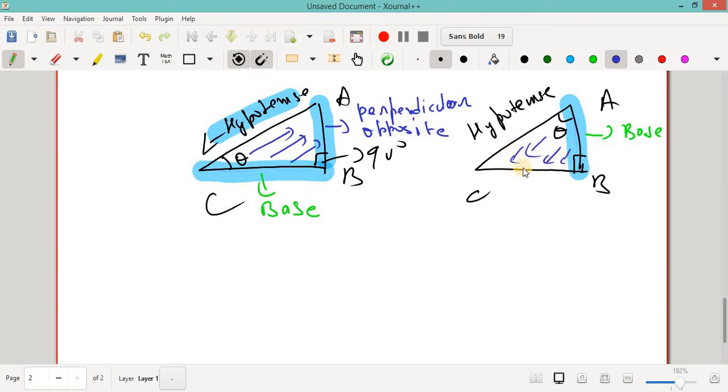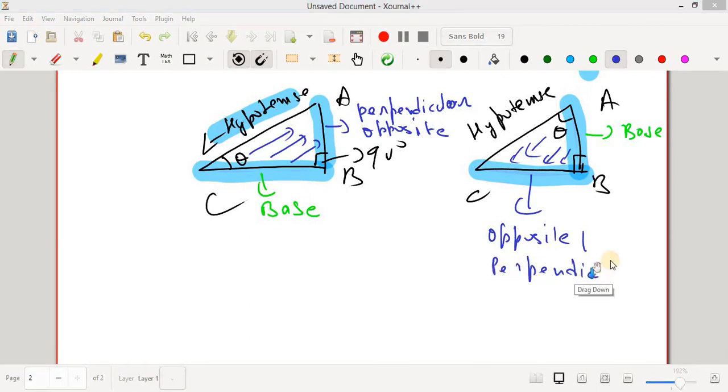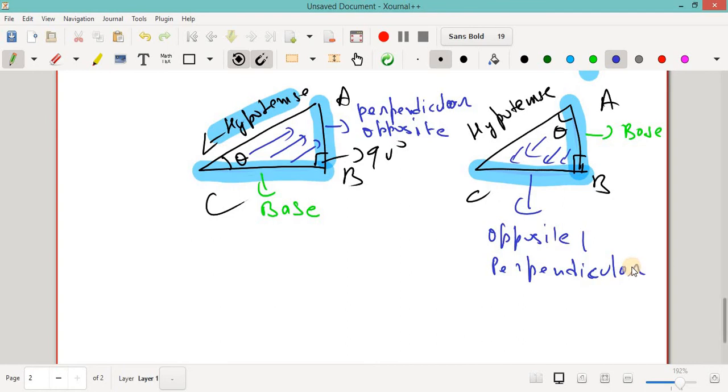So this side, this is known as your opposite, or this is known as your perpendicular. We have to remember all these small things. Once this concept is clear, again let me tell you one thing: hypotenuse is fixed. That is the side that is opposite 90 degrees, my hypotenuse. Now according to theta, my base and my perpendicular or opposite will change.